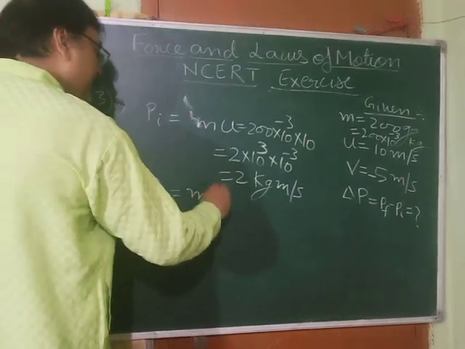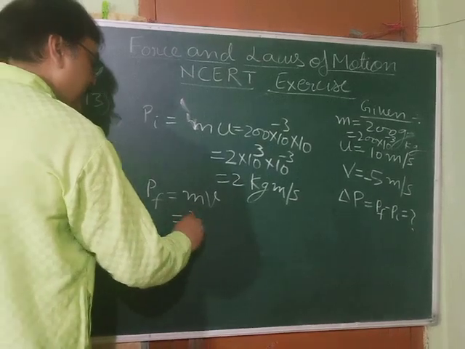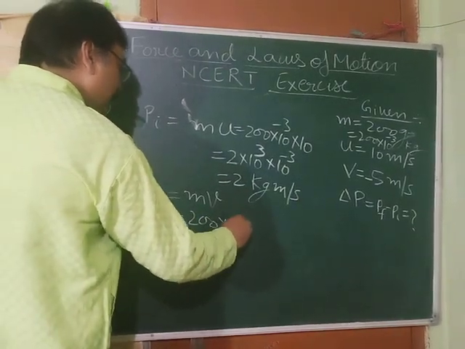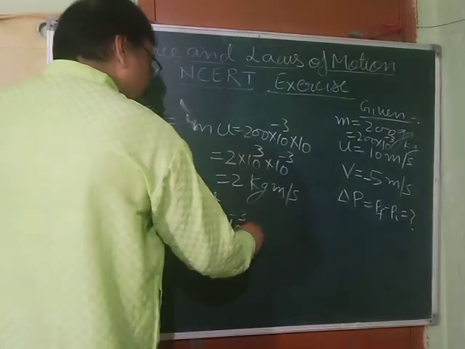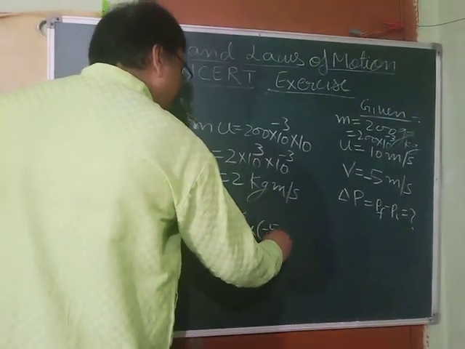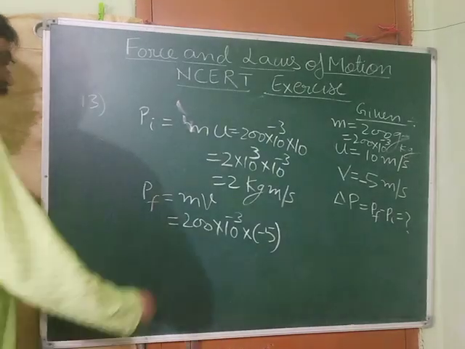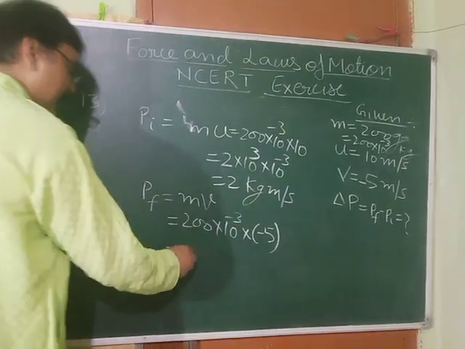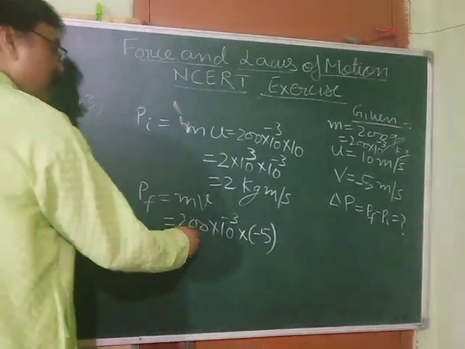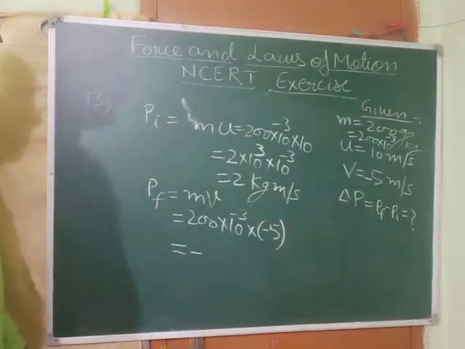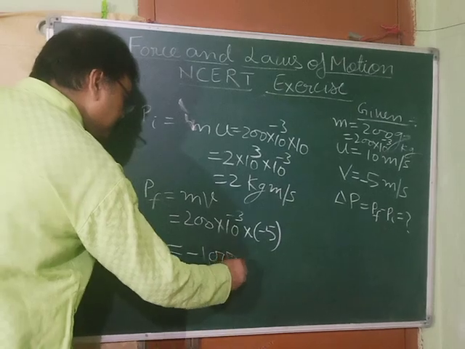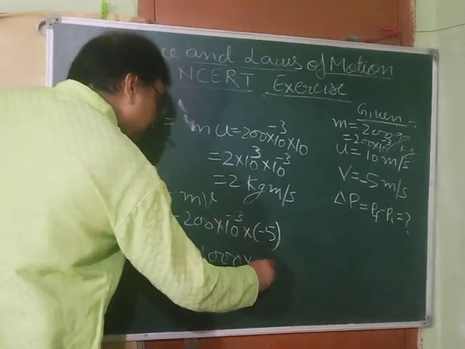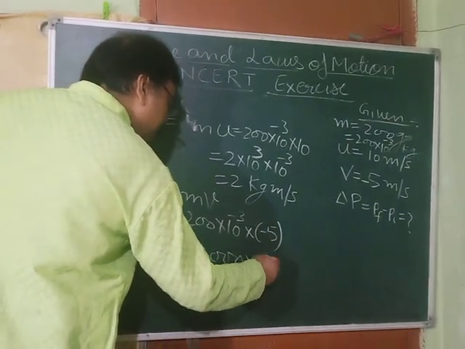Again m into v. What is m? It is 200 into 10 raised to the power -3. Okay. And what is v? It is -5. Okay. Now if you multiply, what you will get? You will get -200 into 5 is how much? 1000, that is 1000 into 10 raised to the power -3.